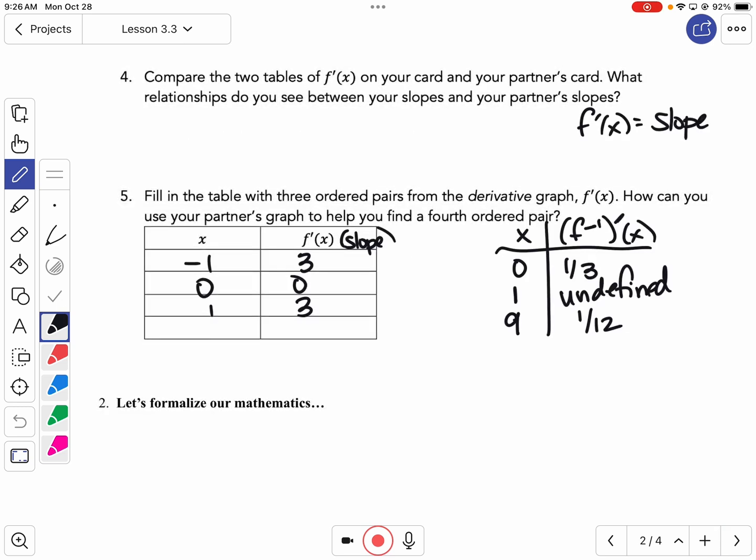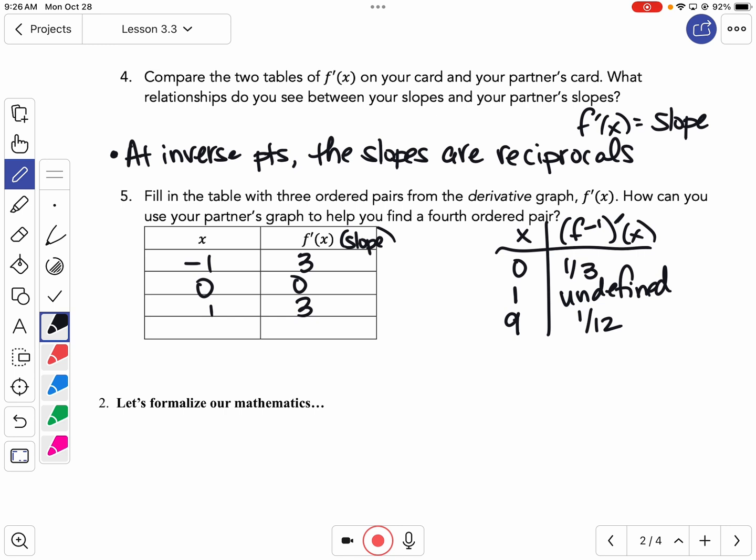Okay, so Himmel's thought is that at inverse points, the slopes are reciprocals. Well, let's talk about why that's true. He's right. On the original graph, on f of x, my ordered pair was what? -1, 3? Oh, that was my inverse. My original ordered pair was -1, 0. Then the ordered pair on my inverse function would have been 0, -1.